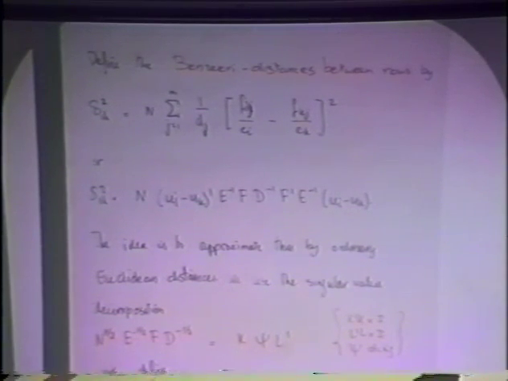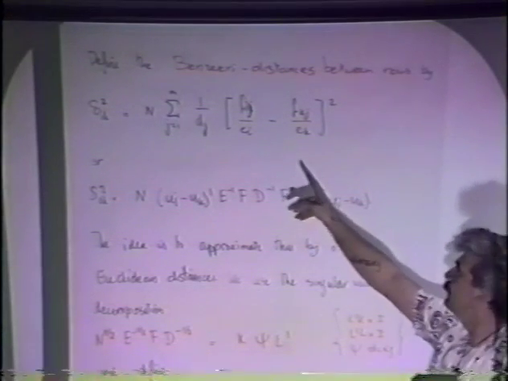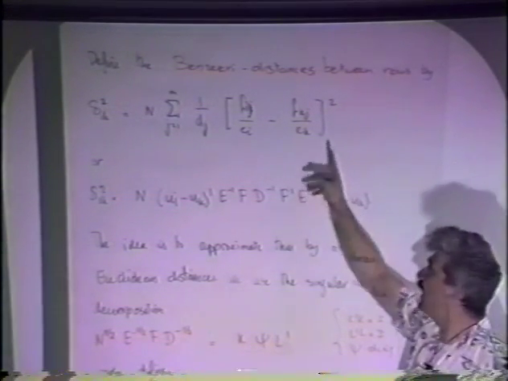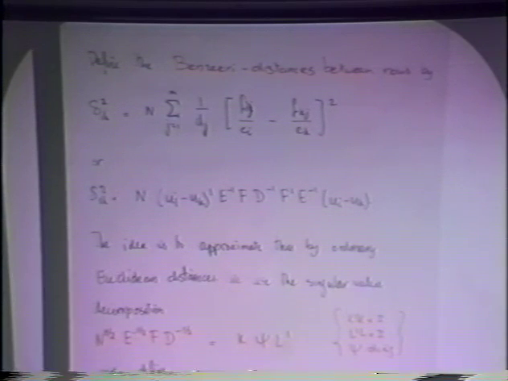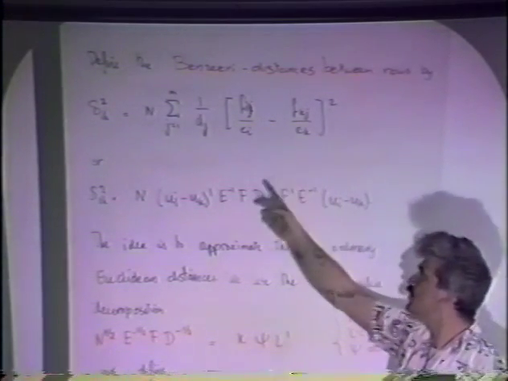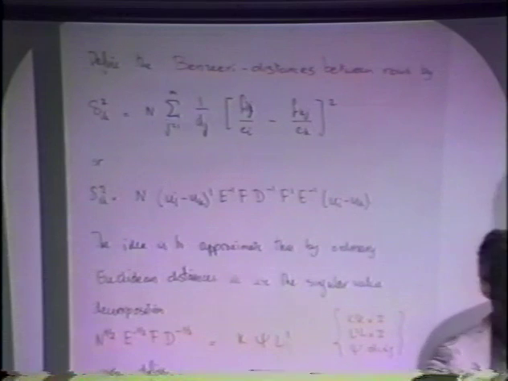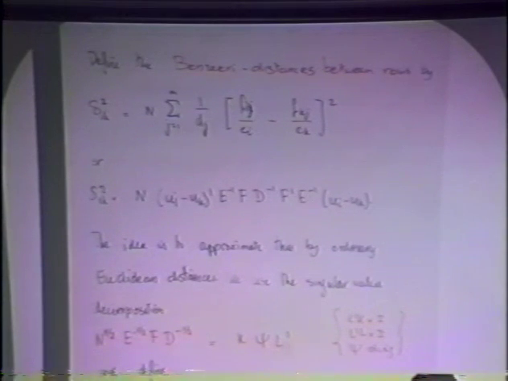Well, anyway, this is the way they are defined. First you make row i and row k into a profile, as it's called in French and in English, by dividing by the corresponding marginal total. And then you take the sum of squares of the differences and you weight by the inverse of the column sum, and you add the whole thing, and then you have the Benzécri distance.